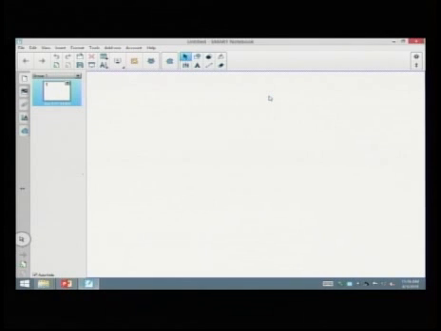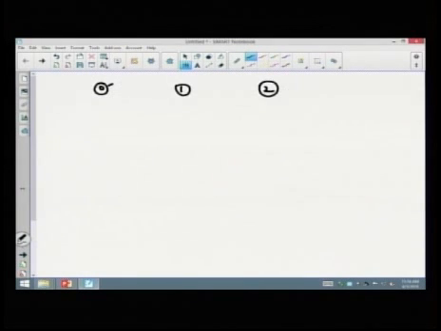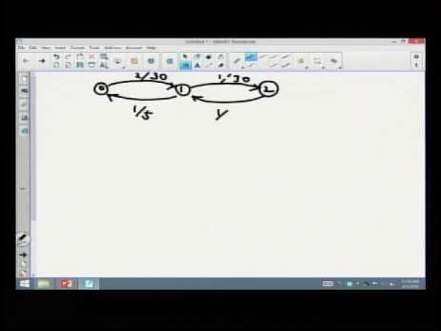Okay, so let me redraw the transition diagram. So we have 0, 1, 2. This is 2 over 30, 1 over 30, right? This is 1 over 5, and 1 over 5. And here we have 2 bulbs working. Here, 1 down. And both burned out, right? So let's use the balance equation. The balance equation, do you remember?